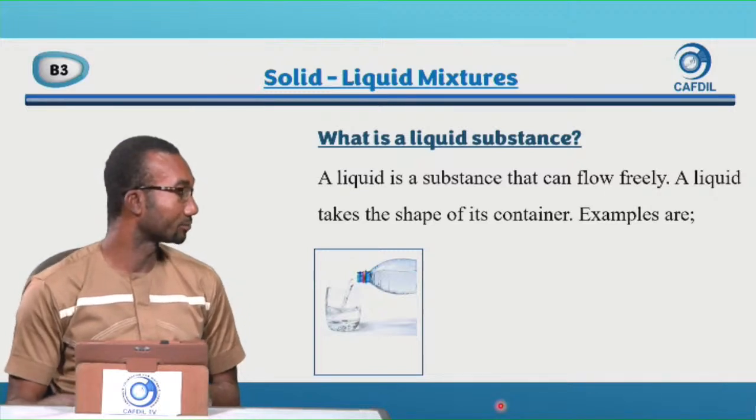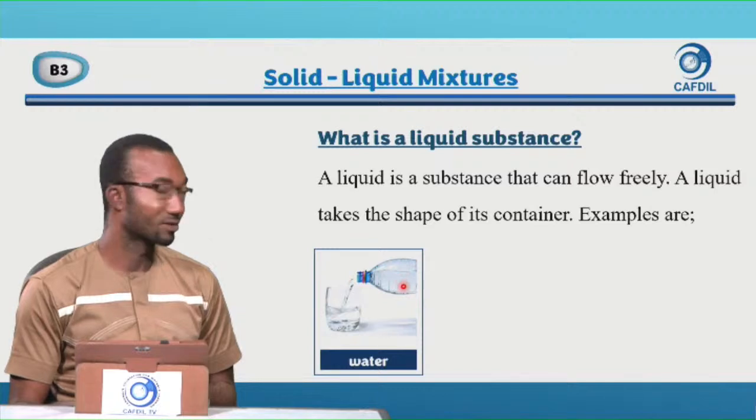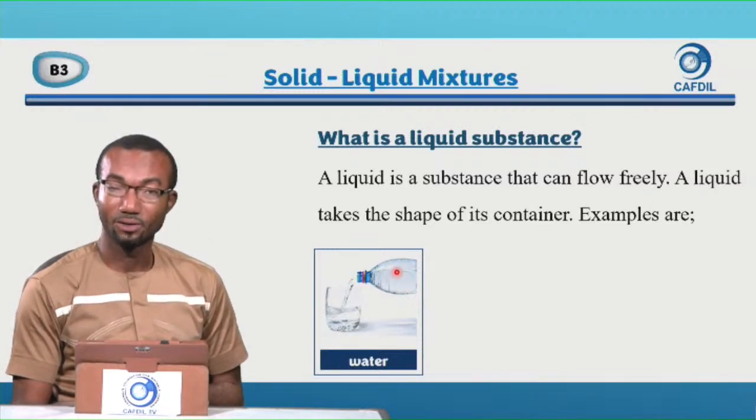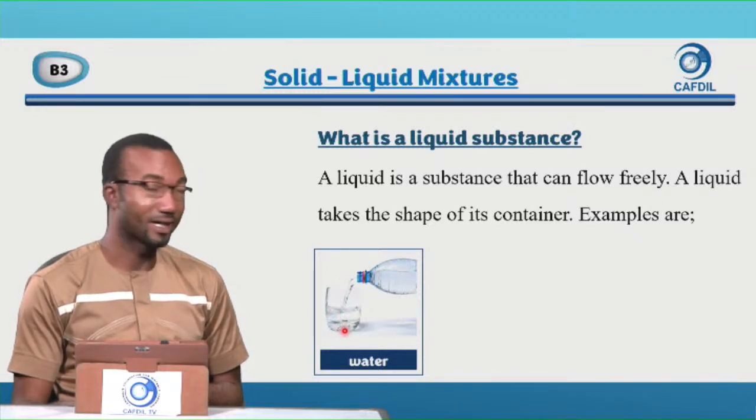So look at this water. This is water flowing from a bottle. If this water were to be hard, assuming it was a block of ice, can it flow freely? No, it can't flow. So a liquid can flow freely. It is flowing from the bottle onto this glass, and this water flowing freely takes the shape of the glass.